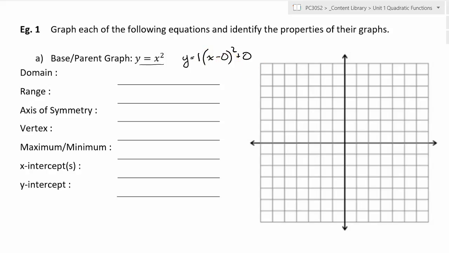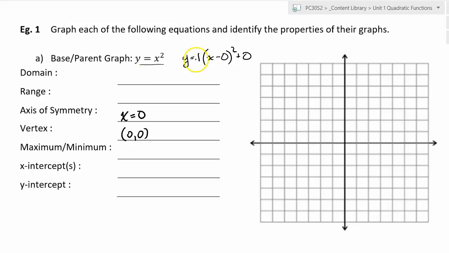Going from here, I can already tell you a number of these characteristics without even putting it on the graph. So my vertex is at 0, 0. My axis of symmetry always passes through my x value of my vertex, so it's at x equals 0. Always write it as an equation because it is a line.